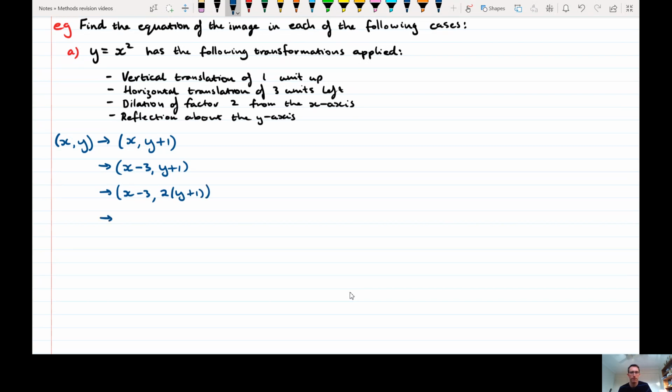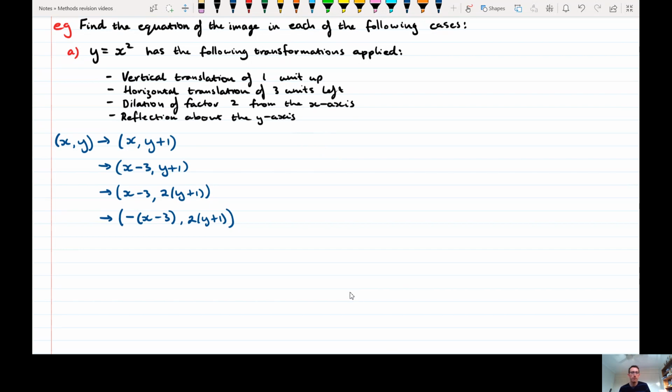Our final step is a reflection around the y-axis. Around the y-axis affects the x value because the coordinate there goes directly across over to there. So I'm going to put a negative in front of the whole thing, not just the x. Again, the whole thing is being moved, to the bracket of y plus 1. So I've done the mapping.